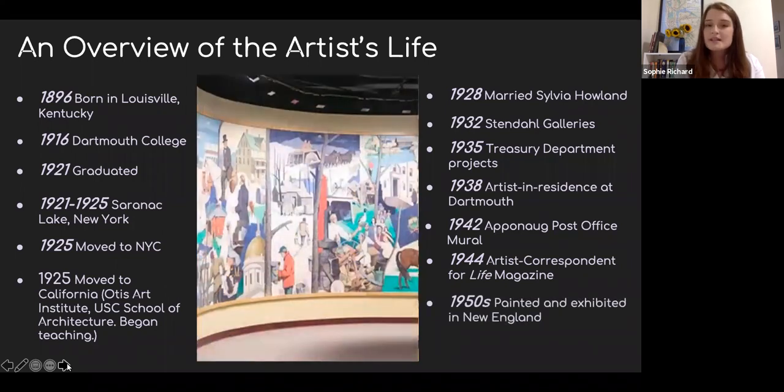Sample returned to New England and settled back into painting, exhibiting widely and completed several large-scale murals, including scenes of Vermont for the National Life Insurance Company building in Montpelier. And this was Sample's largest project at 8 feet tall and 50 feet wide. This picture certainly does not do it justice, but you can find images of the mural on the Vermont Historical Society website.